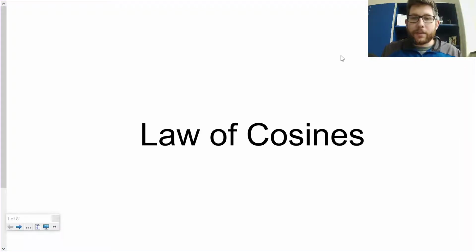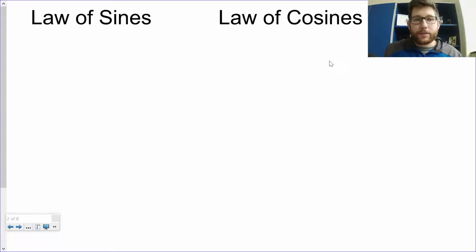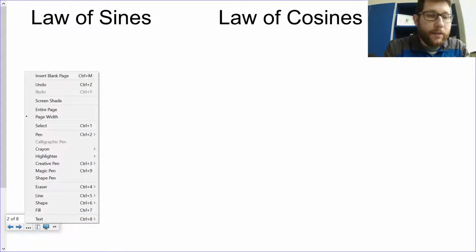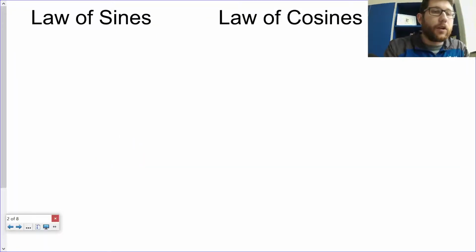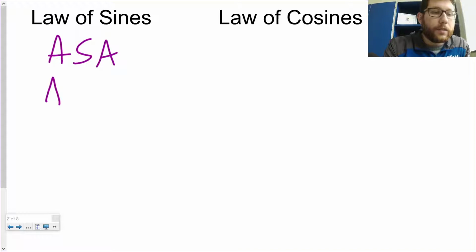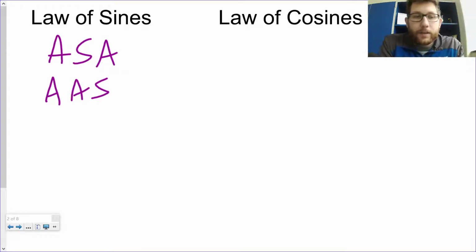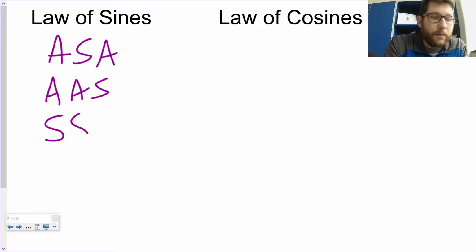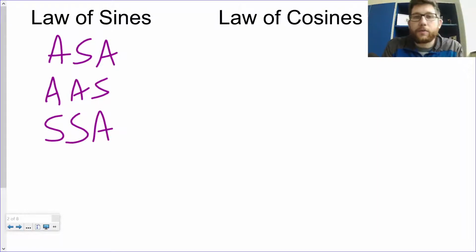In this video, we're going to take a look at law of cosines. Now, up until this point, we've talked about the law of sines, right? And if you remember which types of triangles law of sines can solve for, it can solve for your angle, side, angle triangles. It can solve for your angle, angle, side triangles. And remember, we spent a decent amount of time talking about side, side, angle.